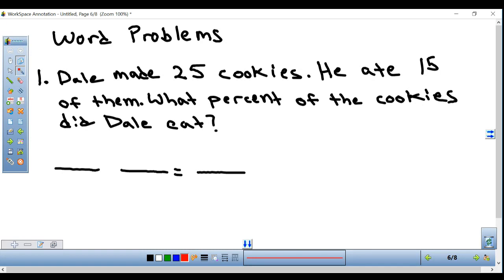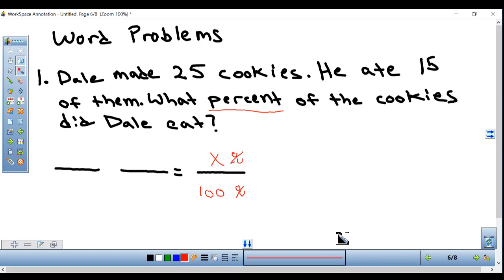So word problems. This one says, Dale made 25 cookies. He ate 15 of them. What percent of the cookies did Dale eat? First thing I'm going to notice is this word percent. Because I see it, I know in the bottom right-hand corner, I need to have 100%. Now, I'm going to look and see, do I have any other numbers that are percents? Well, I do not. So in this problem, I must be trying to find the percent.